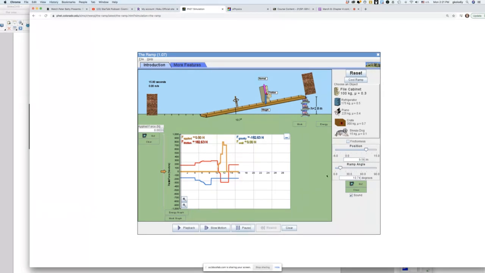So let me increase the angle. I'll play this now. See, it's set at 10, but it's not sliding because the force down is not big enough to overcome the force of static friction. So let me increase the angle a little bit at a time.